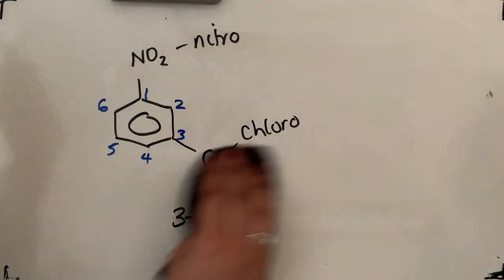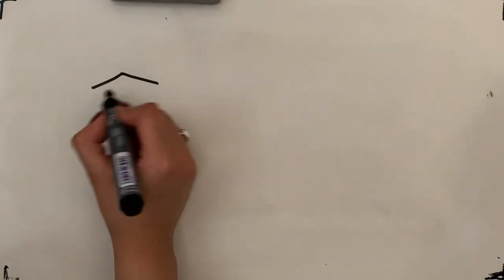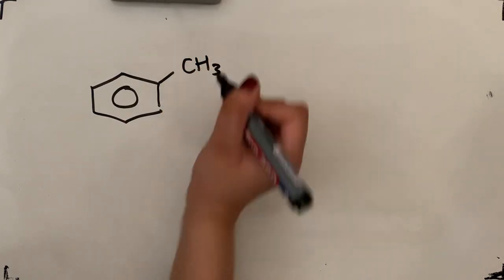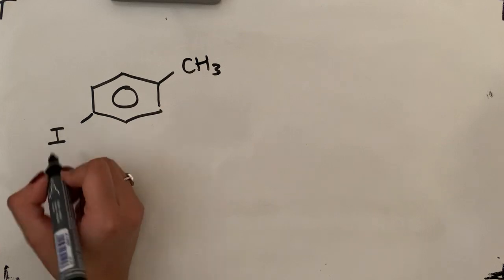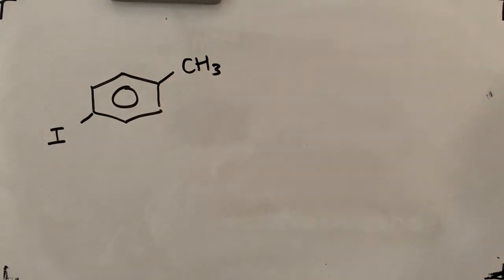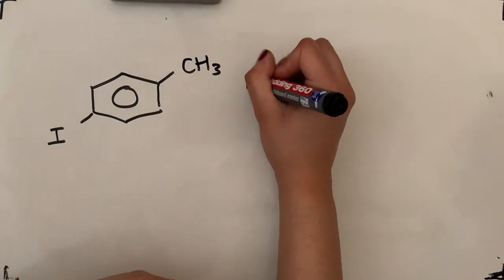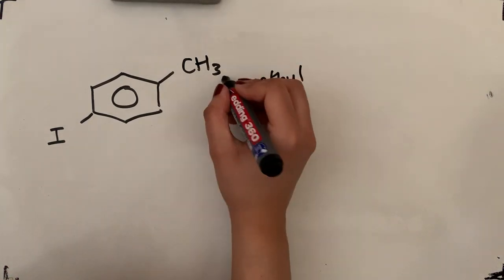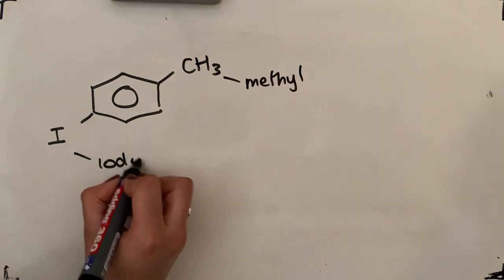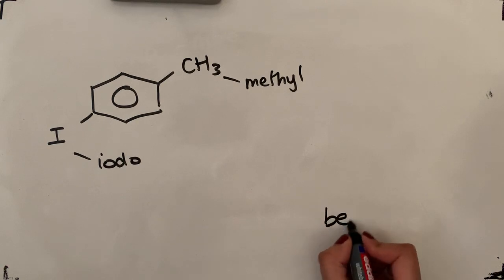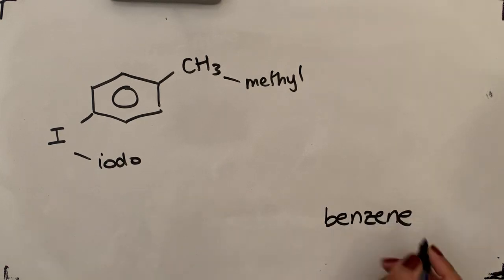Let's do another example. Right, so 2 substituents again. We've got iodo, we've got methyl. I'm going to write them down. So you've got methyl and you've got iodo. So again, the parent compound here is benzene. It's going to end in benzene.